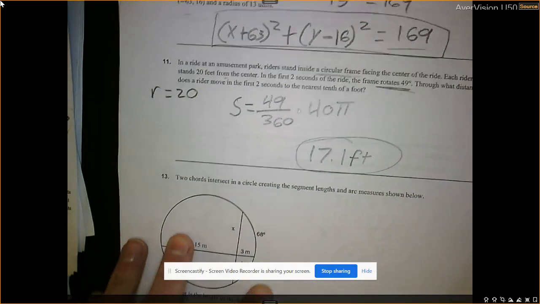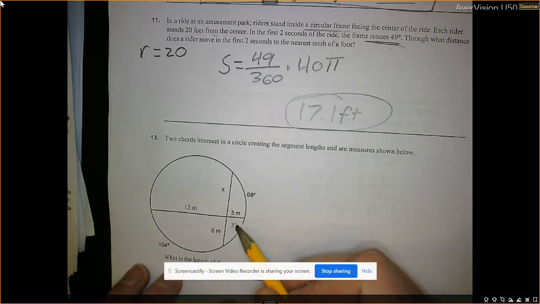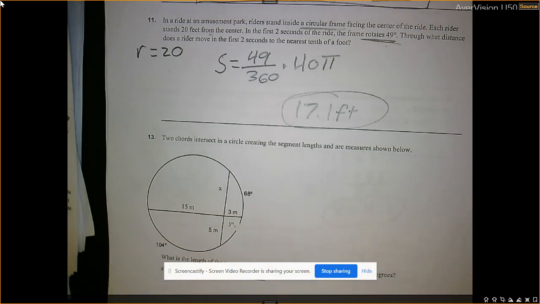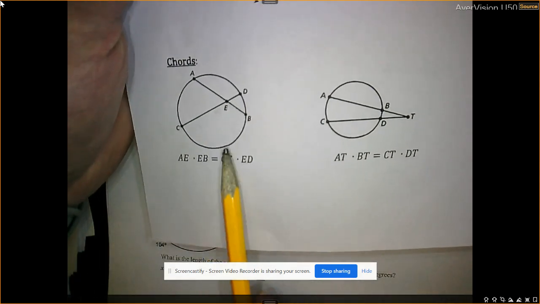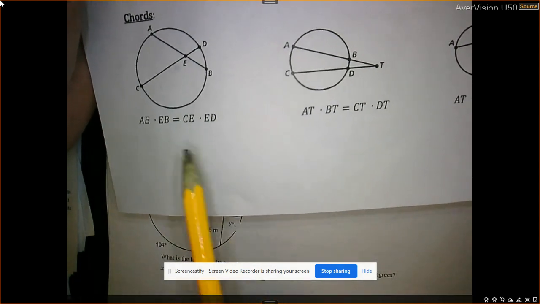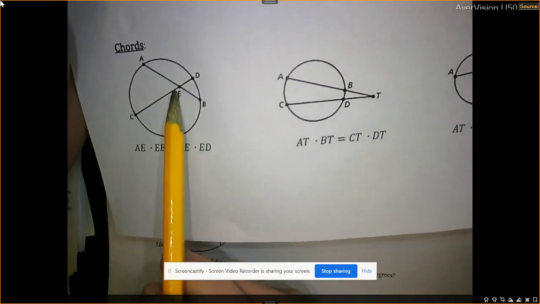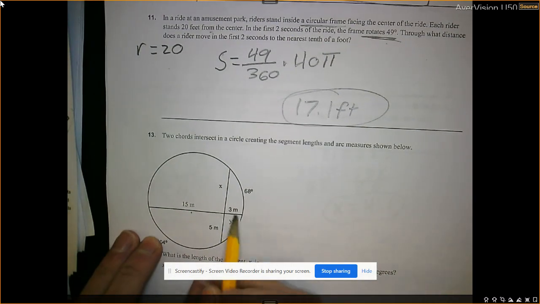Okay. Now, moving on to 13. These are two very separate questions here because one is talking about an angle measure, one is talking about a segment length. Okay. So you're going to use two different formulas on the formula sheet. Okay. Starting off, if we're talking about segment length x, okay, this is the one dealing with segment length. So we should be using this one. Okay, and what that says is piece of chord times other piece of chord equals piece of chord times other piece of that chord.